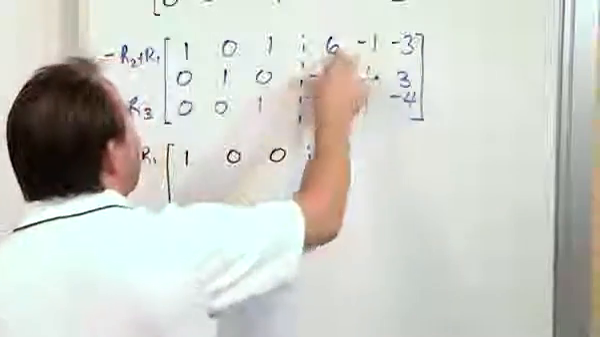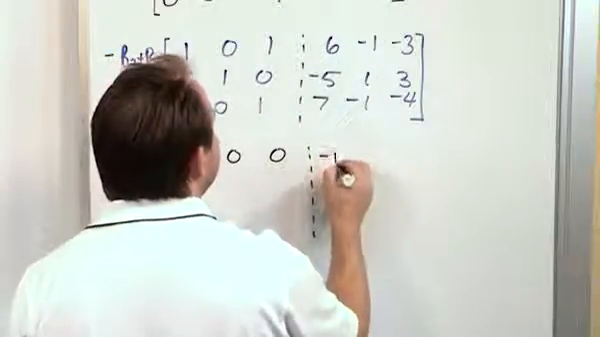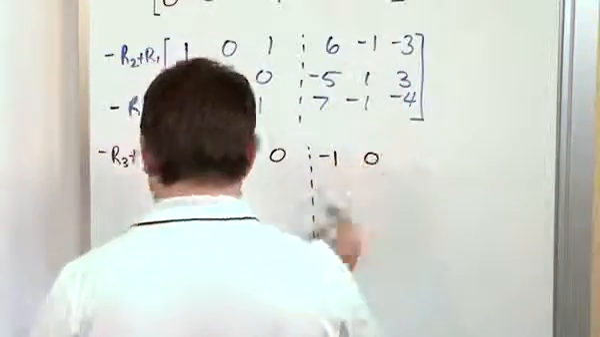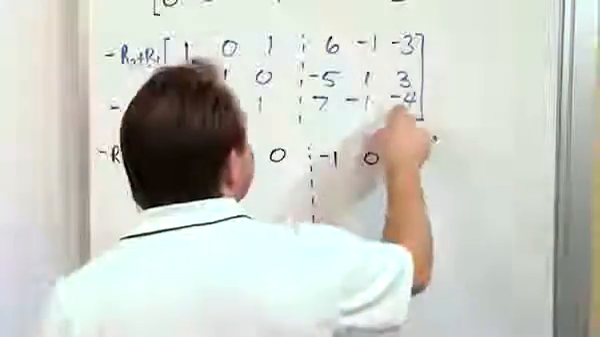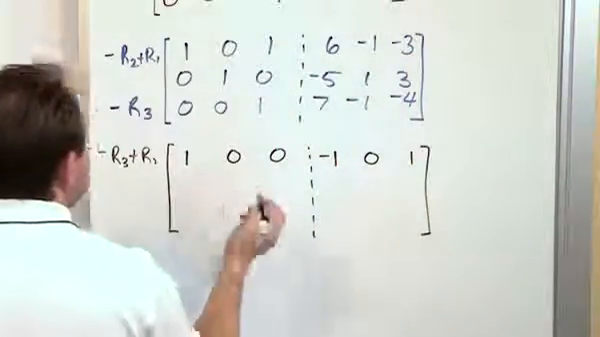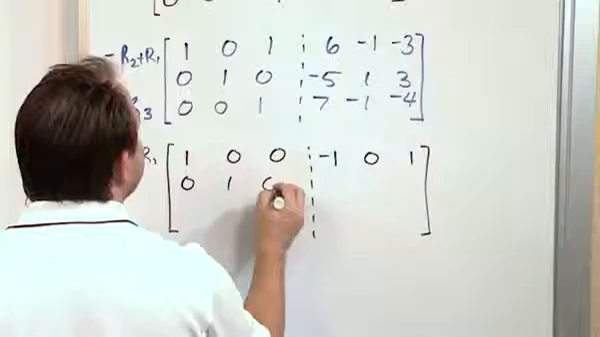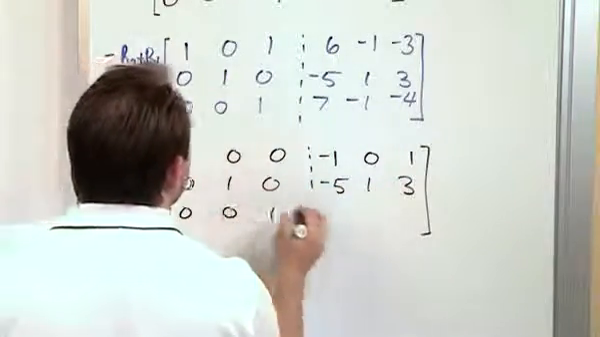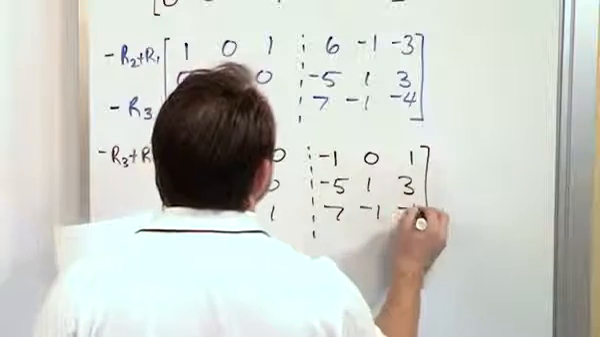Negative of this and add it, so that's negative 7 plus 6, which is negative 1. Negative of this and add it is going to give me 1 plus negative 1, which is 0. And then negative of this and add it is going to give me 4 minus 3, which is 1. And everything else remains the same: 0, 1, 0, negative 5, 1, 3, 0, 0, 1, 7, negative 1, negative 4.